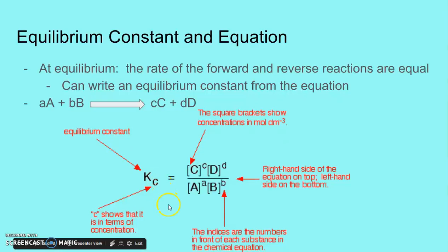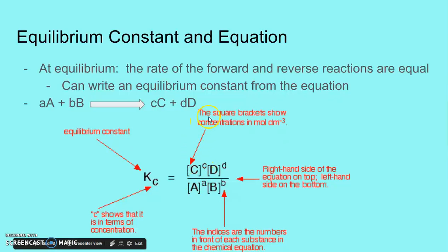So the equilibrium constant can be written as Kc. The c shows that it is in terms of concentration, which is what these brackets mean. The brackets mean concentration, it's going to be in moles, which you're going to learn what moles are next unit. But it's going to be in terms of its concentration in solution.